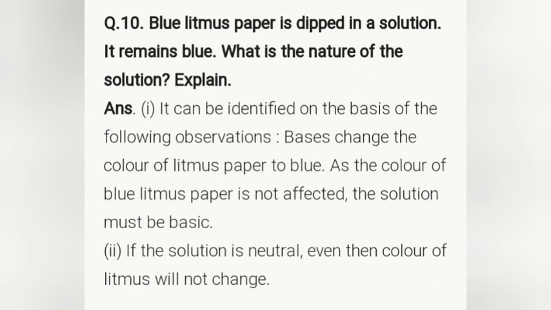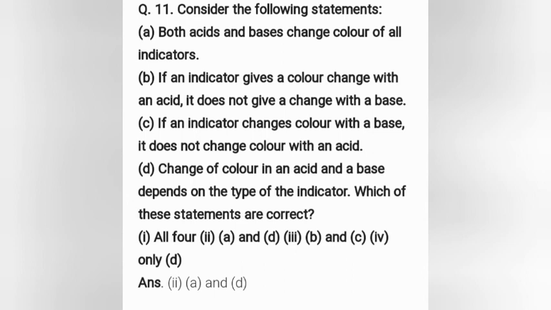And the eleventh question is: consider the following statements. A: Both acids and bases change the color of all indicators. B: If an indicator gives a color change with an acid, it does not give a change with a base. C: If an indicator changes color with a base, it does not change color with an acid. D: Change of color in acid and base depends upon the indicator. Which of the following statements are correct? A and D. And the session is over.